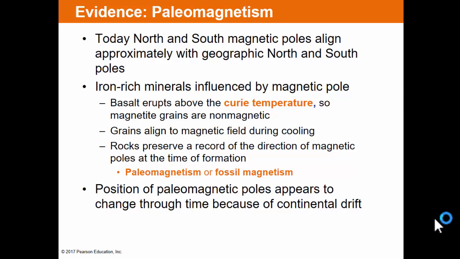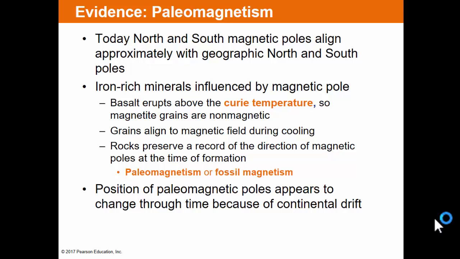Today, north and south magnetic poles align approximately with the geographic north and south poles. So the minerals that are iron-rich in the Earth's crust are actually influenced by those magnetic poles. There is a mineral known as magnetite that is magnetic when it cools, but when it erupts in a basaltic volcano, it is just above the point at which those minerals have magnetic properties.